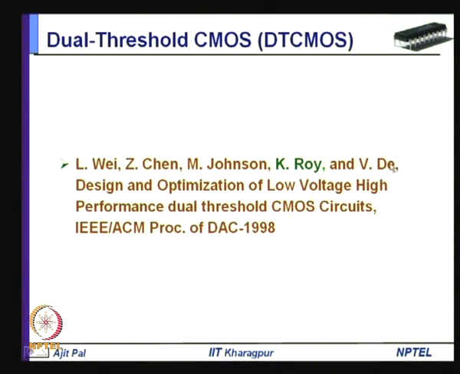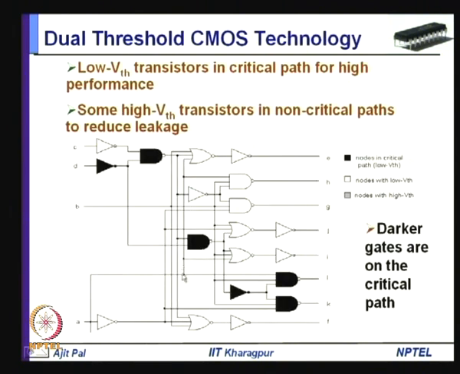These are the people working in the team, and the title of the paper was Design and Optimization of Low Voltage High Performance Dual Threshold CMOS Circuits. Subsequently, this paper was also published in Transactions on CAD for VLSI. So, this was the first time this dual threshold voltage CMOS technique was introduced, and let me explain the basic approach of this dynamic dual threshold CMOS or DT CMOS technique.